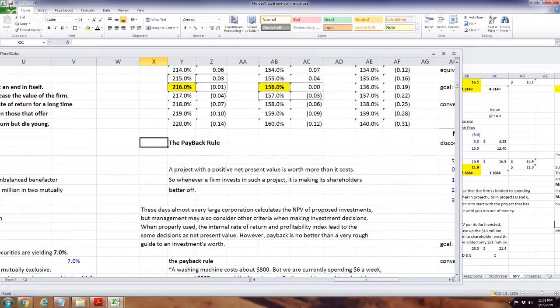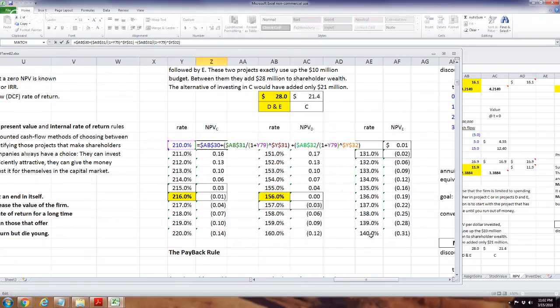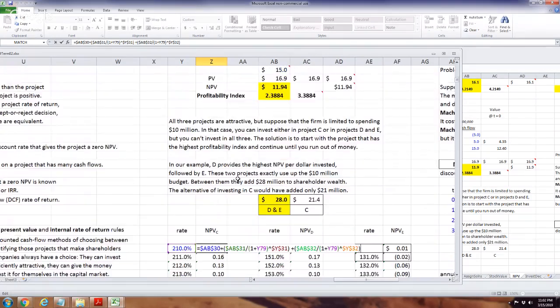Next time, again, let me just save this as we go, and you should too. Next is the payback rule. On here, let's look at the formulas. So these correspond to this up here. The cash flows, the years, and the rate varies.